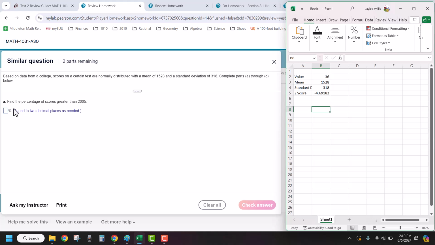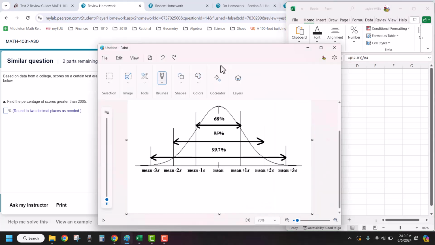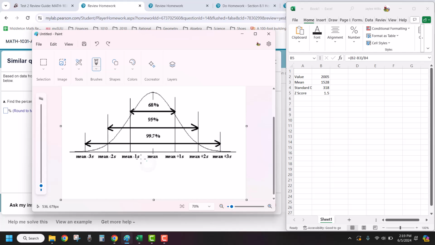On part A, it says find the percentage of scores that are greater than 2005. So the value that I'm looking at is 2005, and that gives me a z-score of 1.5. And that makes sense because if I were to show this on my histogram or my normal curve, the mean was 1,528. The standard deviation was 318. And I'm just going to use Excel here to calculate this part for me.